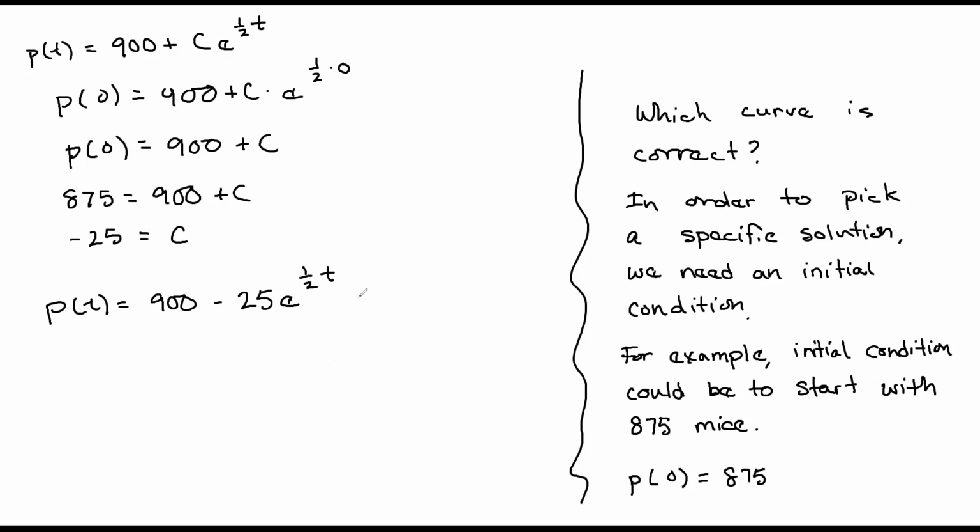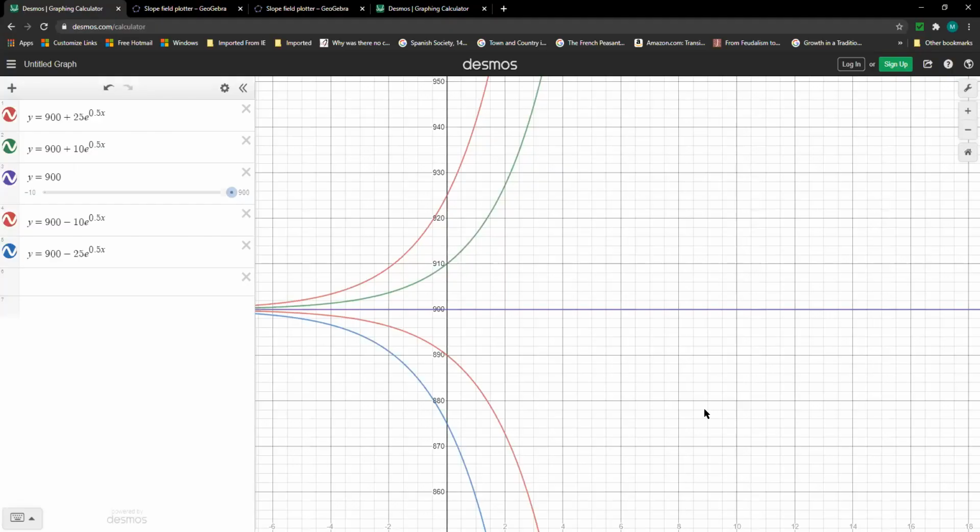Okay, so this solution here, the function that we generated here, is going to be the solution that corresponds to an initial condition of 875 mice, right? So if you bounce back one more time to our graph, you can see I've got a bunch of graphs here. In particular, the one that's going to match the initial condition that I set is this one, the blue one, the one that's 900 minus 25 e to the 0.5 x, right? So use x instead of t.